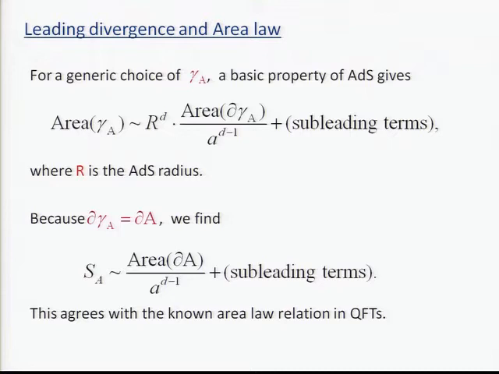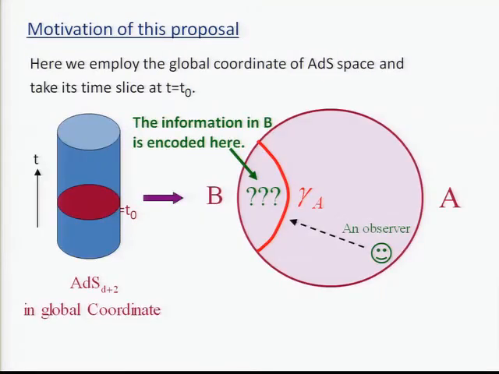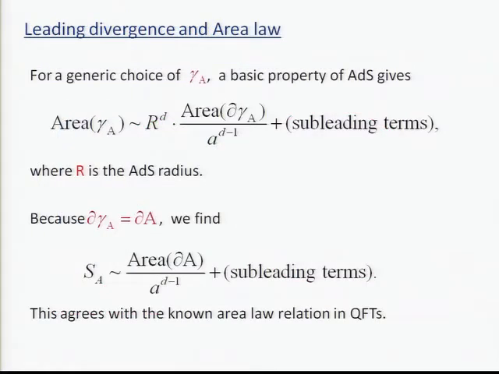Also, I'd like to mention that my convention is AdS D plus 2, and this is dual to CFT D plus 1. So D is the space dimension of the conformal field theory. Then we have this kind of area law divergence.